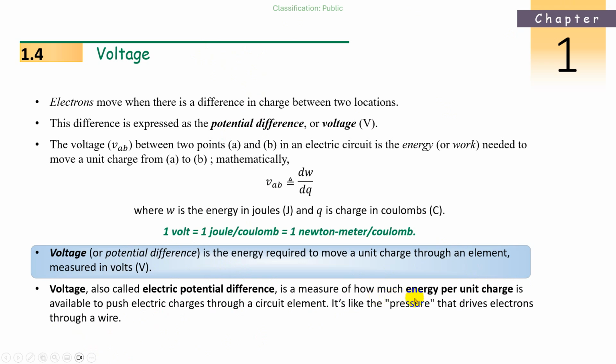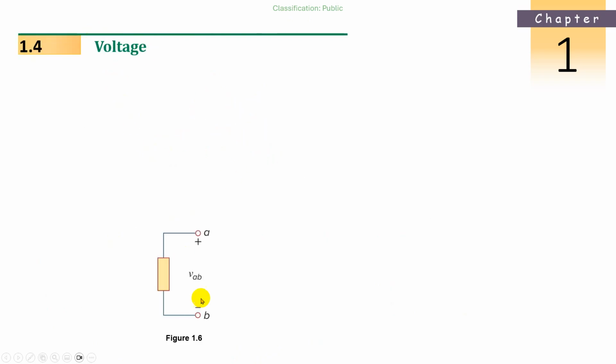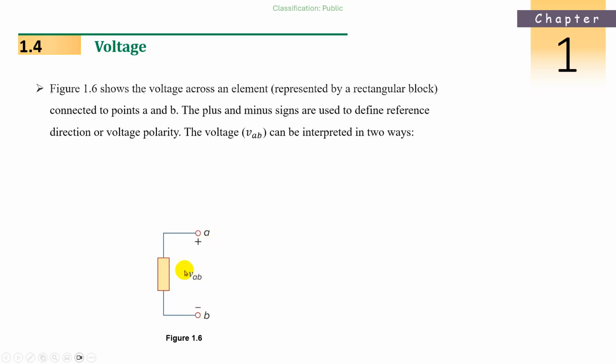It's like a pressure. It's like we are maintaining a pressure to move particles from one point to other points, that drives electrons through the wire. So this is about the voltage. We can see the circuit diagram here. This is point A and B. The voltage VAB is nothing but the energy required to push the current or charge from point A to B.